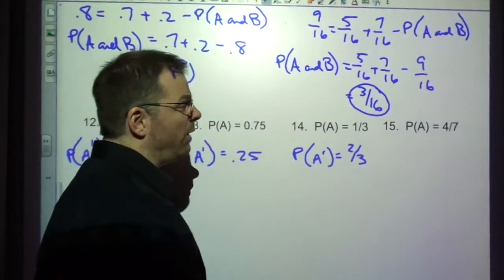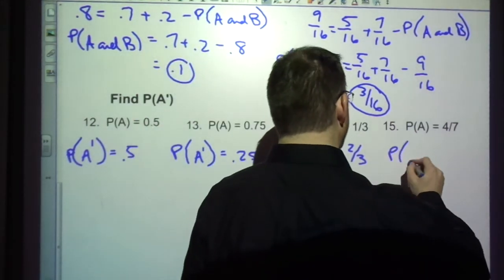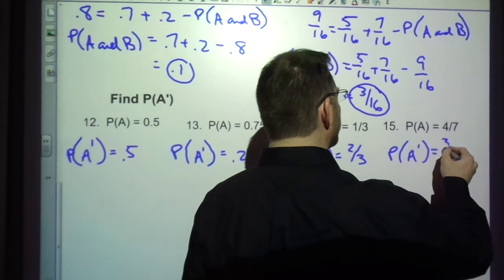They always add up to be 1. If this one is 4/7, what's left is 3/7.